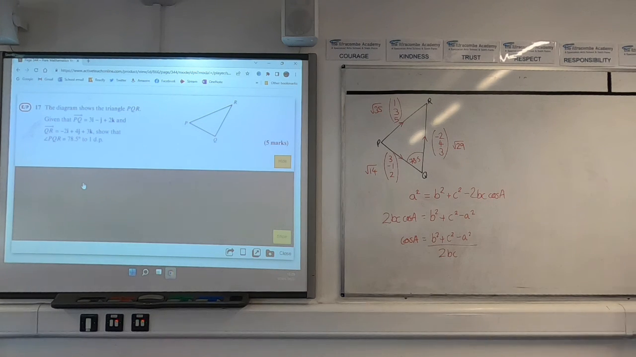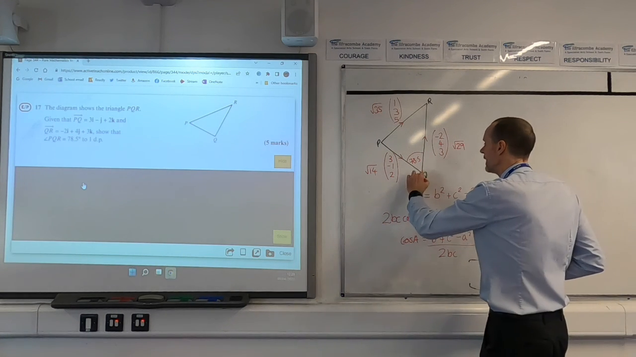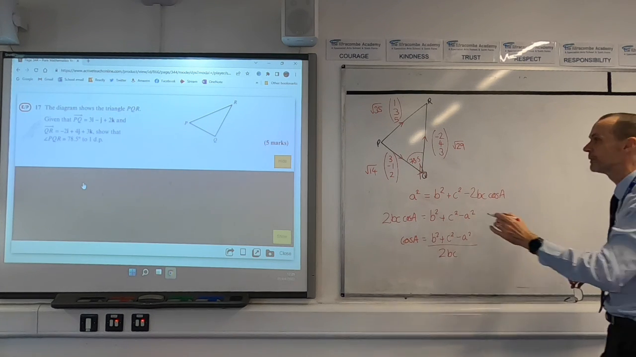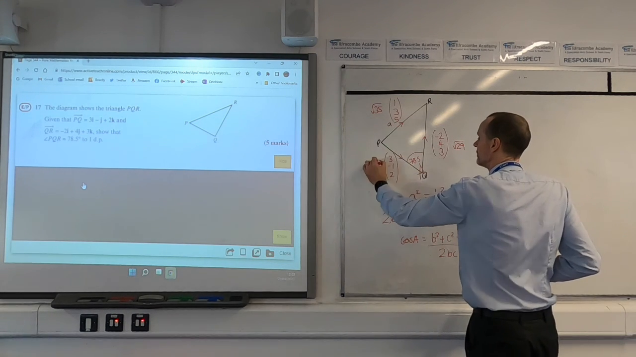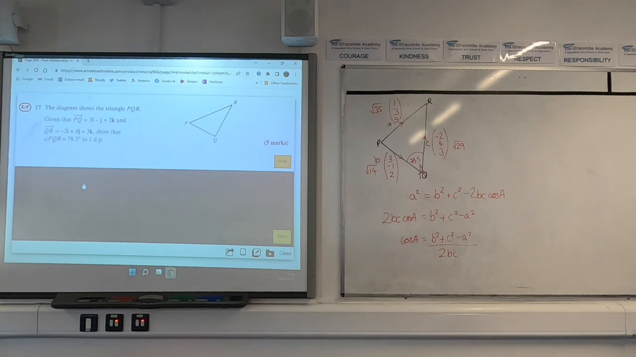And do you remember how we label up the triangle? The angle we're trying to find, we call that big A, regardless of what it's called at the moment. And the side opposite we call little a. The two other sides, it doesn't matter which way round we label them, but they need to be labelled B and C.